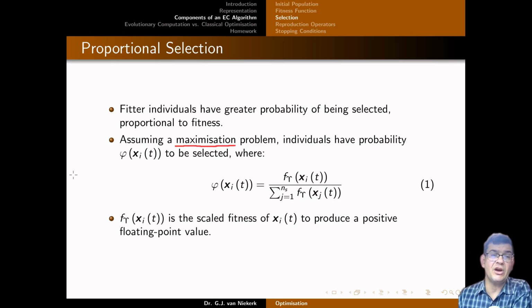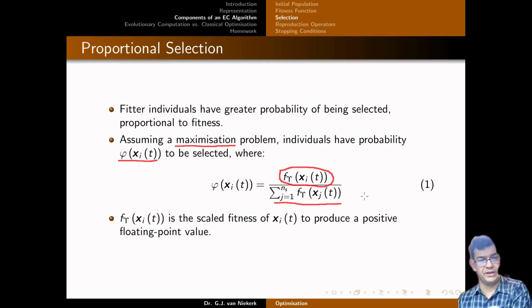Then the probability of selecting x_i(t) is simply as follows. The first thing is we've got the scaled fitness function that you see over here. So the scaled fitness function of x_i(t), and what we mean by scaled is it needs to be positive. So if you also have negative fitness values, you need to make sure that 0 is the lowest that you can possibly go. So that's the scaled fitness function of x_i(t) at the top, and at the bottom, it's the sum of all the fitnesses of all the individuals.